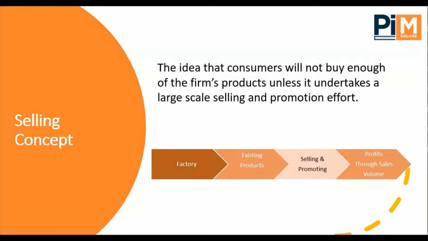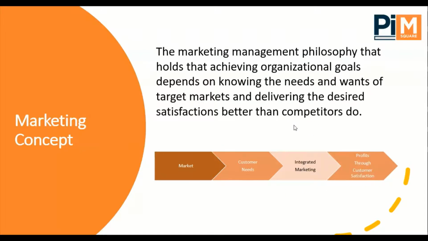So here it talks about large scale selling and promotional efforts, and the idea that consumers will not buy enough of the farm's product unless you are done with selling and promoting. So this is the sales concept. Now the marketing concept: the marketing management philosophy that holds that achieving organizational goals depends on knowing the needs and wants of target markets and delivering the desired satisfaction better than competitors do.